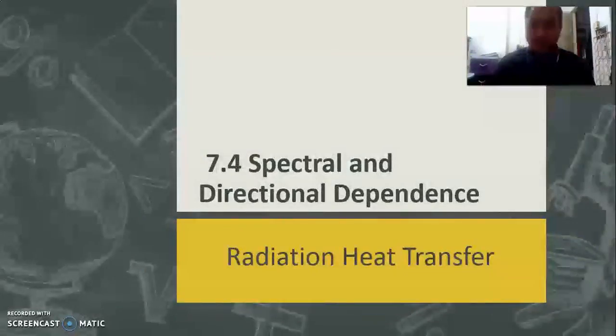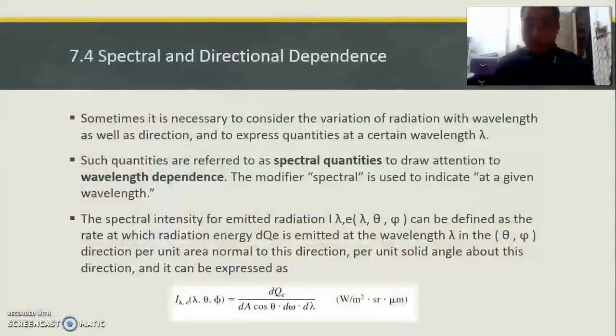Okay, firstly, 7.4, spectral and directional dependence. Sometimes it is necessary to consider the variation of radiation with wavelength as well as direction, and to express quantities at a certain wavelength lambda. We use lambda for this. Such quantities are referred to as spectral quantities. To draw attention to wavelength dependence, the modifier spectral is used to indicate at a given wavelength.